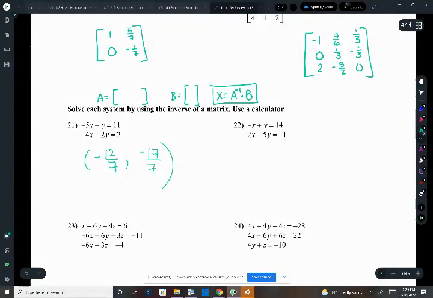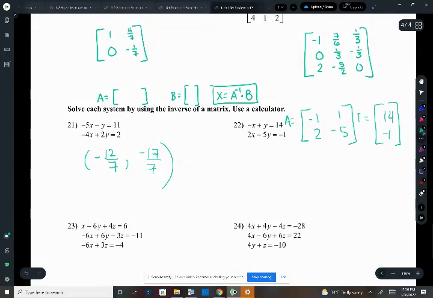All right, and then we're going to do the same thing for the second problem, problem number 22. There we go. So our matrix is negative 1, 2, 1, negative 5. Our matrix B is 14, negative 1. Oh, I didn't write that down on problem number 21. I don't know what my problem is.